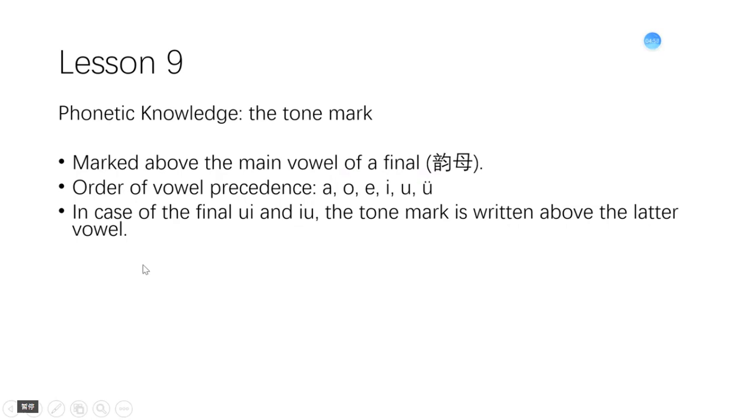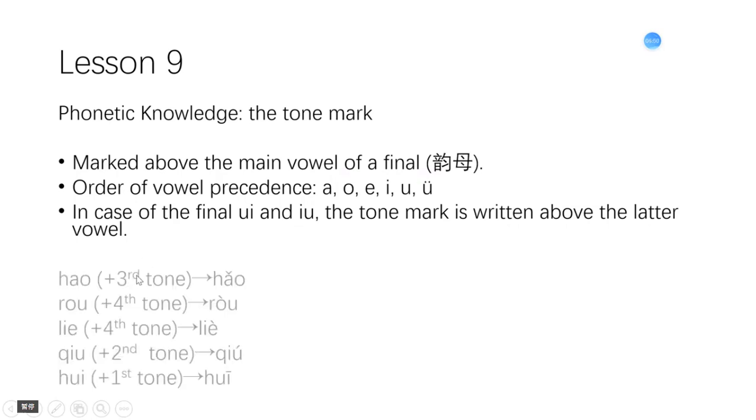So let us see some examples. Here we have some examples. Like the first one, the initial is h, the final is ao, and we want to write a third tone. When we mark the tone mark, we put it above this a, like hǎo, and we don't write the tone mark above this o. So we always put this tone mark above a and not o.